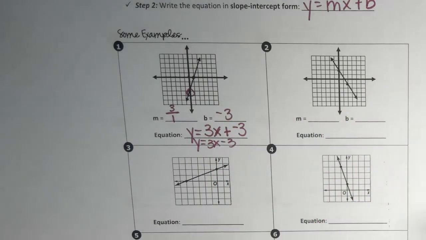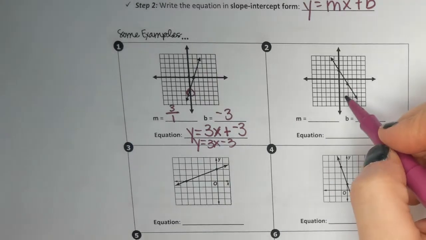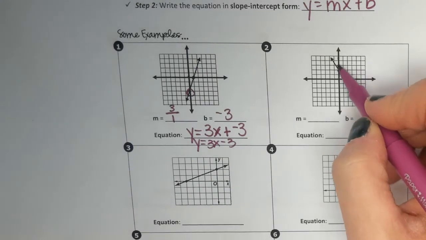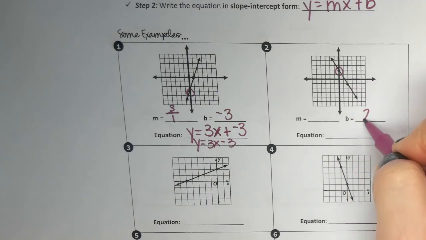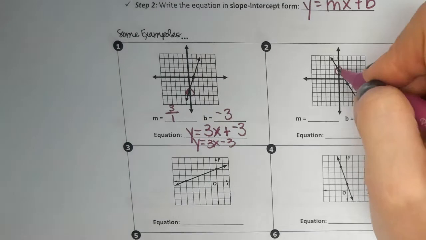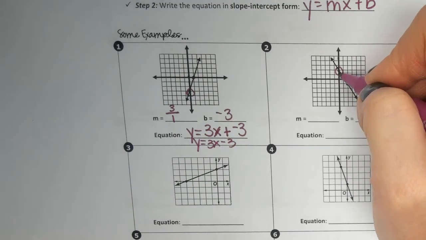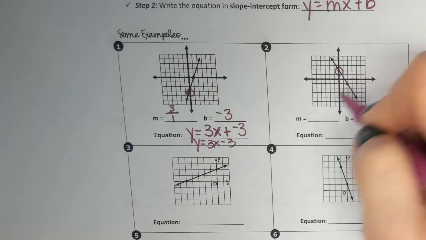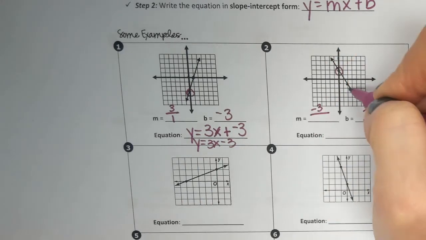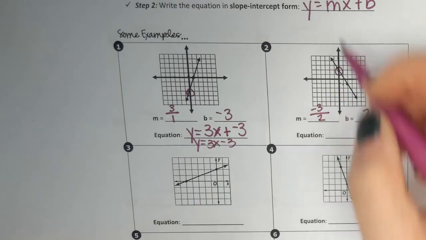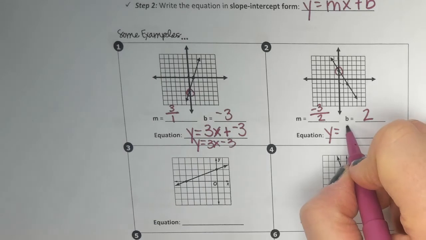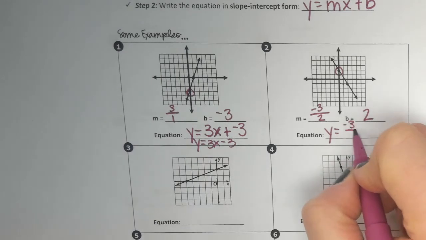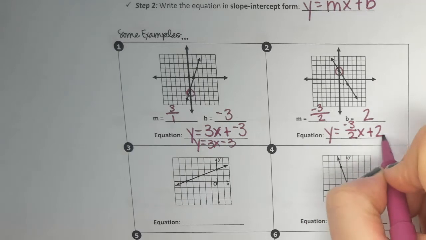All right, let's do the next one. Where is it crossing the y-axis? Right here. So that is at positive 2. So that's our b. And then from here to the next point, let's see what our rise over run is. It's a negative number because it's going down. 1, 2, 3. Negative 3 over 2. So now we can write our y equals negative 3 over 2 x plus 2.